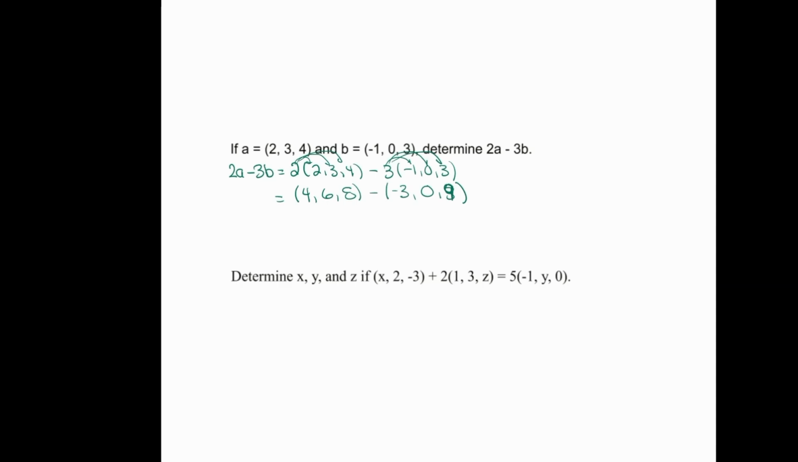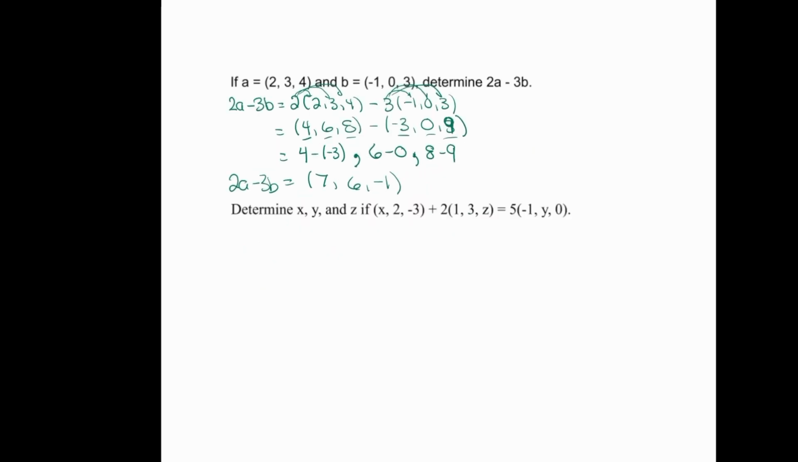Now we can go ahead and do the subtraction. Remember, we're going to subtract our x points to get our new x point, our y points to get our new y point, and our z points to get our new z point. So we would have 4 minus negative 3 for our x point, 6 minus 0 for our y point, and 8 minus 9 for our z point. So that gives us 2A minus 3B is equal to 7, 6, negative 1.